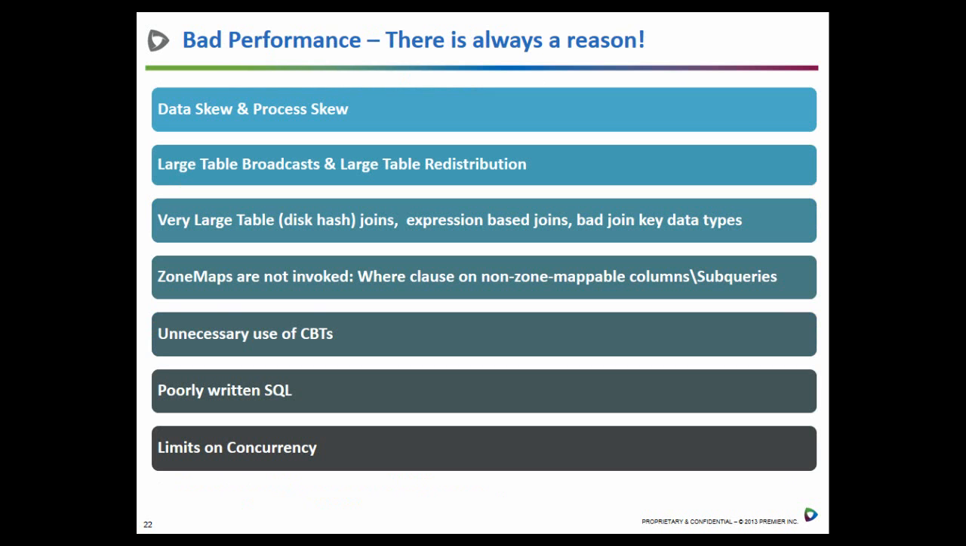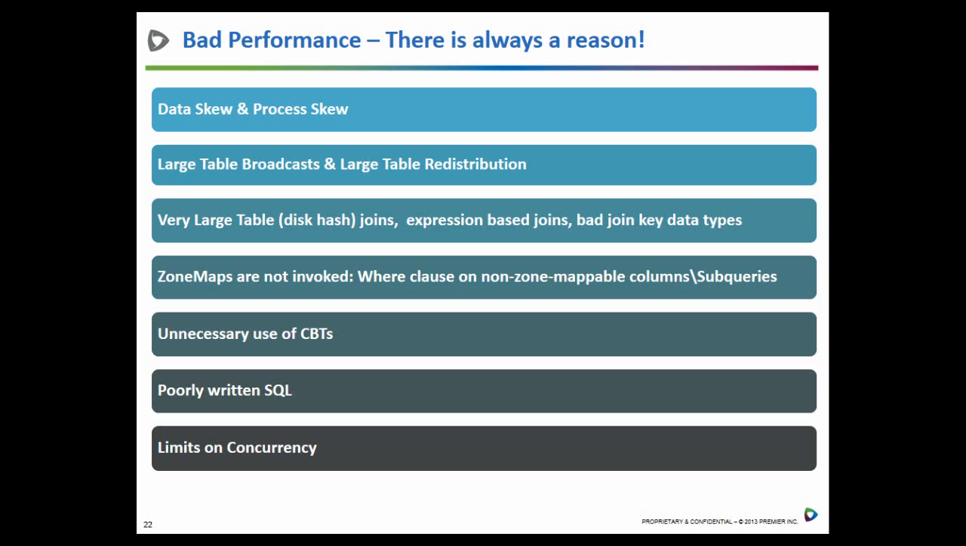Let's go on to the bad performance slide. I think we've almost covered all the reasons that you may have for bad performance except for limits on concurrency. Netezza does have a limit on concurrency, and that is at around 70 concurrent queries, after which point, Netezza will start putting you on a batch schedule and will not execute your query. So there are some limitations on concurrency in Netezza.